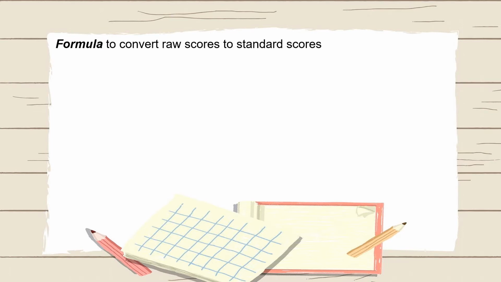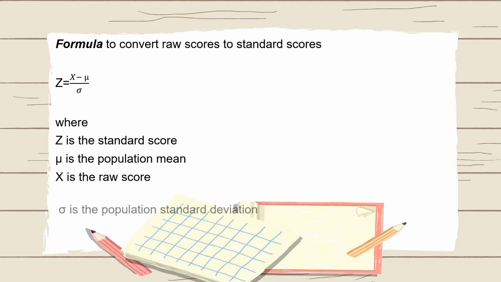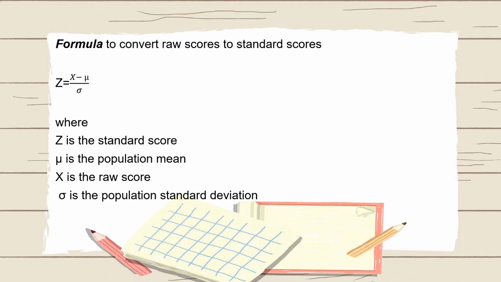This is the formula to convert raw scores to standard scores. Z is equal to x minus mu all over lowercase sigma, where z is the standard score, mu is the population mean, x is the raw score, and lowercase sigma is the population standard deviation. It's going to be like standard score is equal to raw score minus population mean all over population standard deviation.